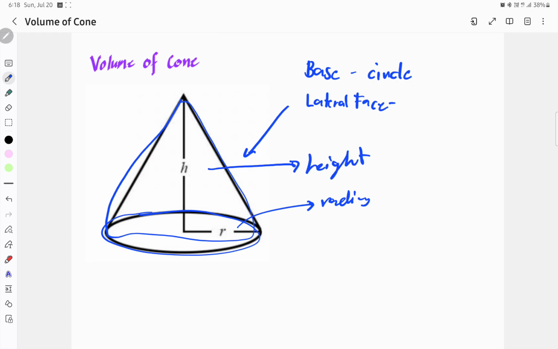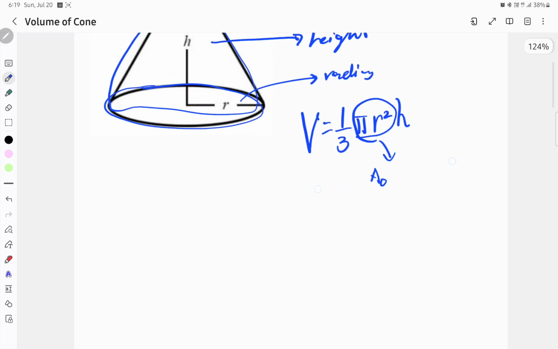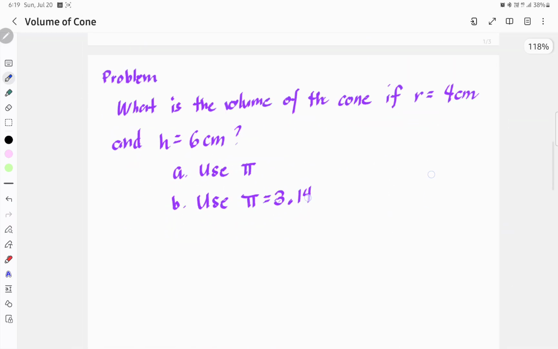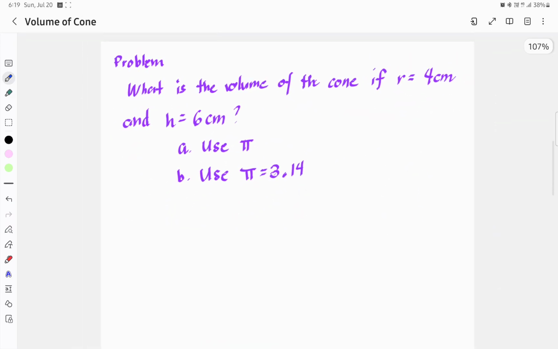Now remember that the volume of a cone is 1/3 pi r squared height. Remember that this is the formula of the area of a circle. That's why that is now the base. Now let's have a problem. What is the volume if the radius is 4 centimeters and the height is 6 centimeters? There are two approaches on how to compute that, using pi as pi and pi as an estimate, which is 3.14. Now let's answer A.